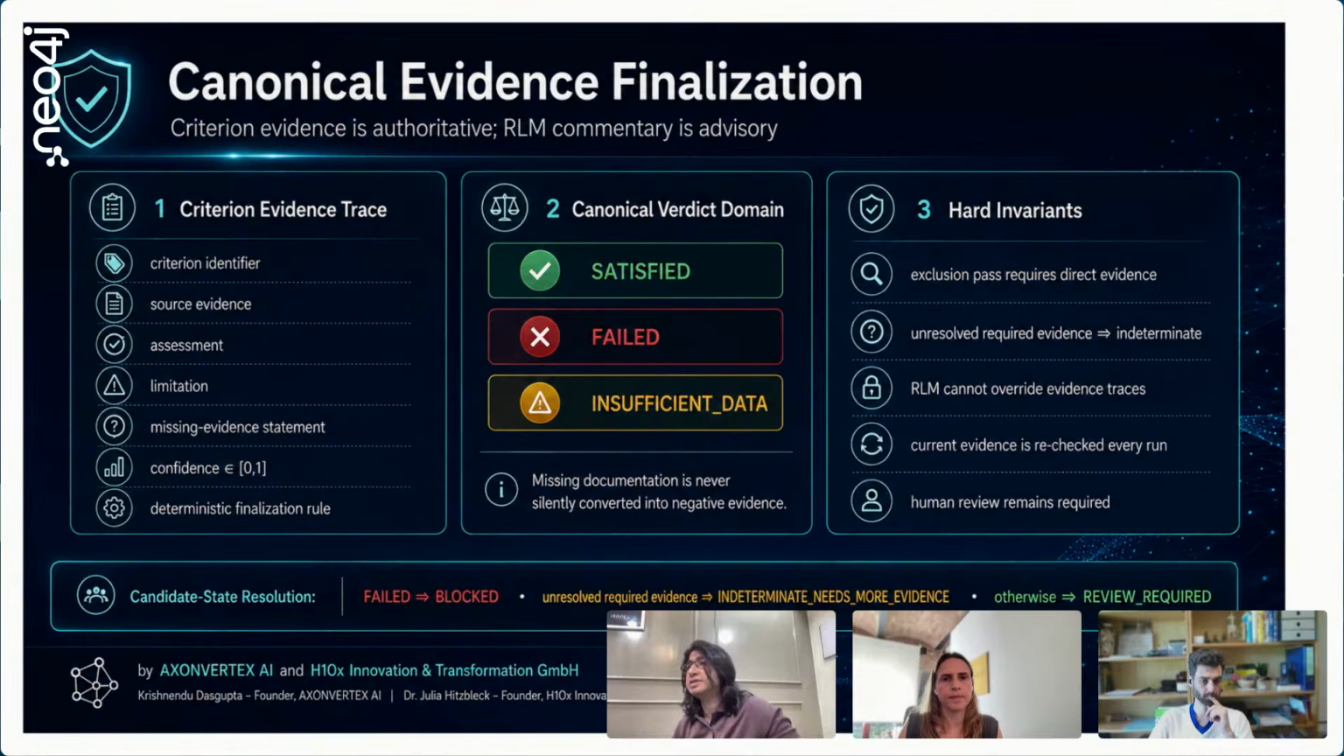There are three hard invariants that we're looking at. One is that the exclusion pass requires direct evidence, and the evidence is something that we are going to look at in the demo. Unresolved required evidence is basically indeterminate. It does not mean that if you cannot find it out, you do not meet or have not met the criterion. It is just indeterminate. It's in an insufficiency phase. The RLM cannot override evidence traces. The current evidence is rechecked in every run, and the human review remains required through and through.